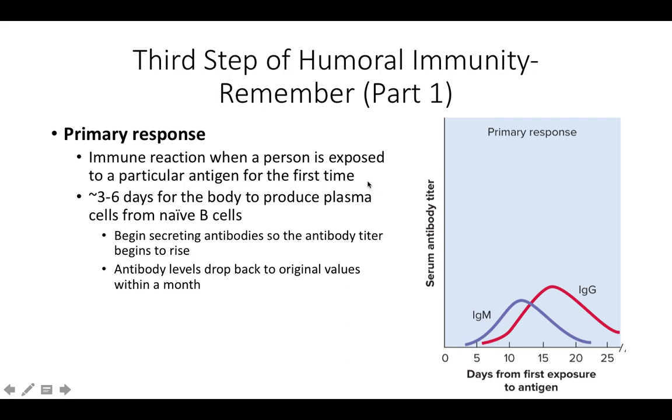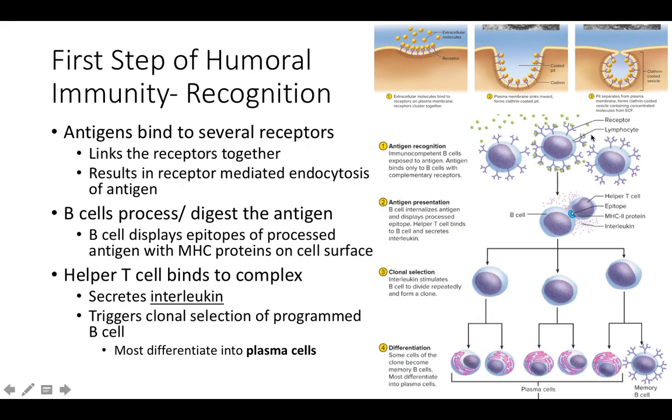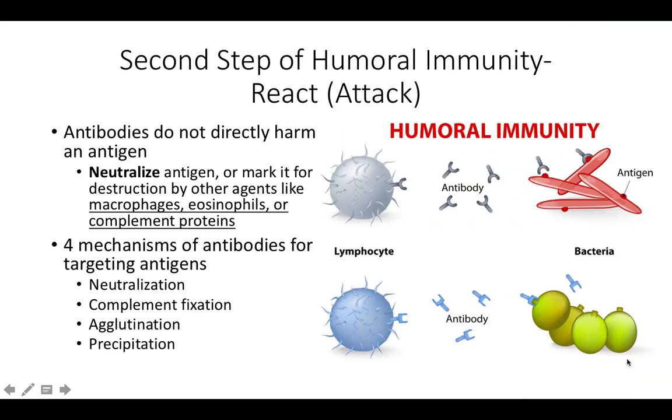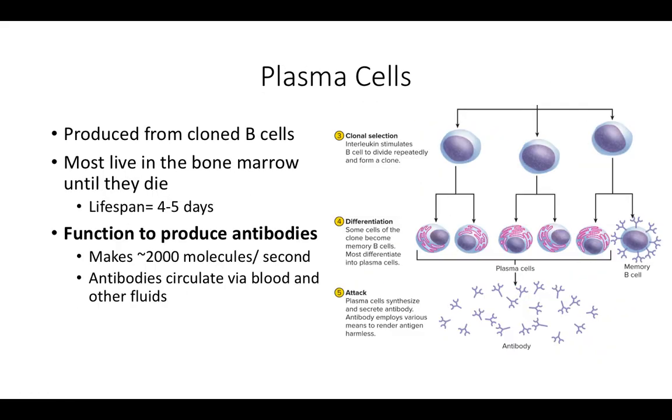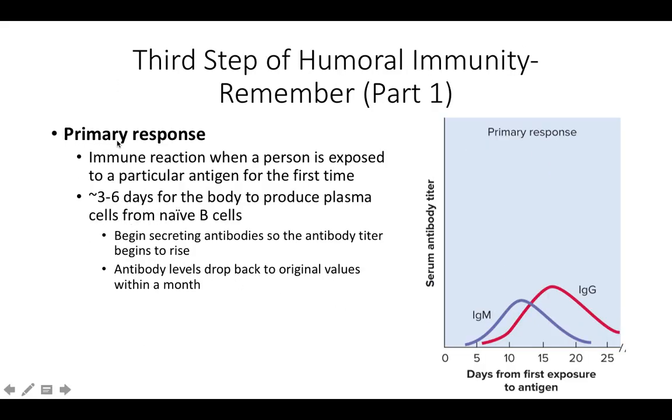So during a primary response, which is just the immune reaction that you have when you're exposed to a particular antigen for the very first time, this whole process that we see here of exposing to the antigen, bringing it into the cell, presenting it, cloning those B cells, and then differentiating those B cells into plasma cells and, of course, memory cells, and then production of antibodies from those plasma cells, that takes about 3 to 6 days. Okay, so that's what we see here, 3 to 6 days for the primary response.